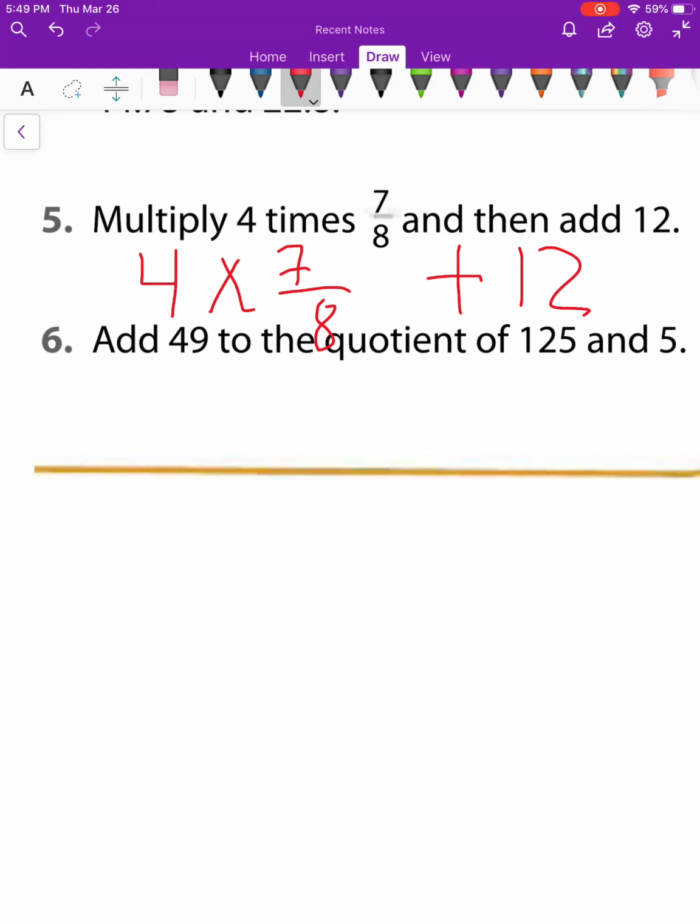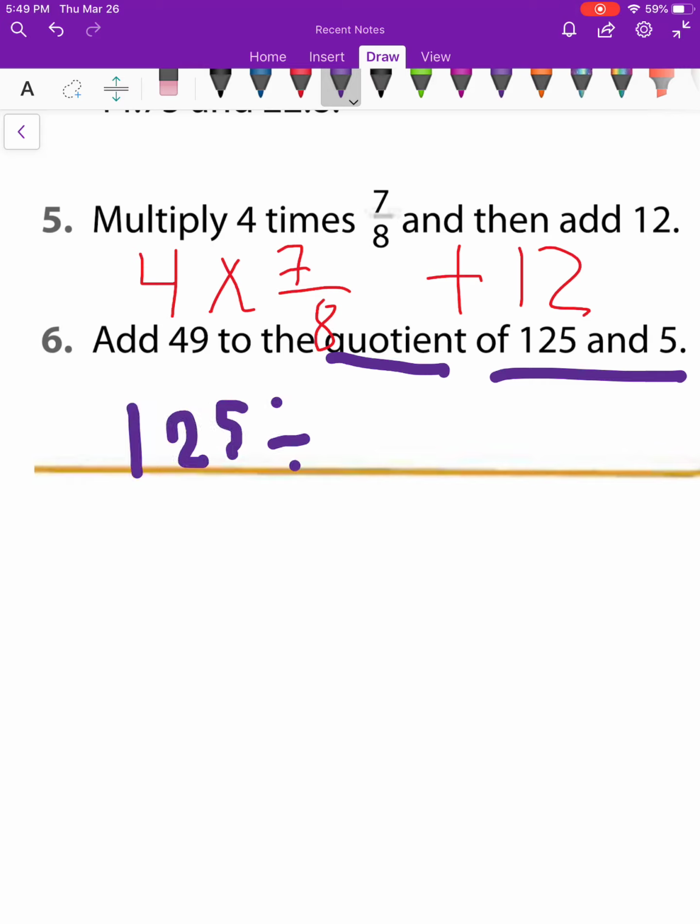Now number 6, please, Ayman. Add 49 to the quotient of 125 and 5. And my dear students, know the meaning of the quotient. The quotient is the answer of any division. And he asked me about the quotient of 125 and 5. So 125 divided by 5, the quotient of this division, I will add it to 49.